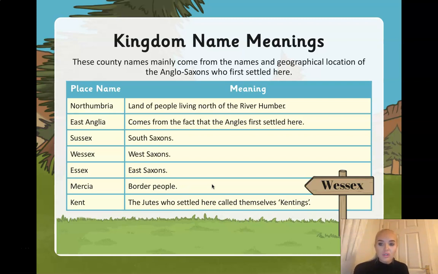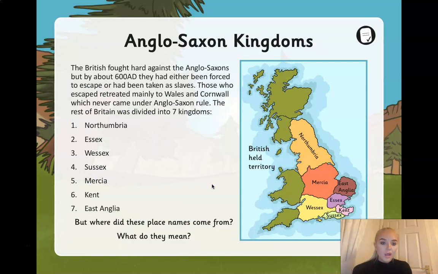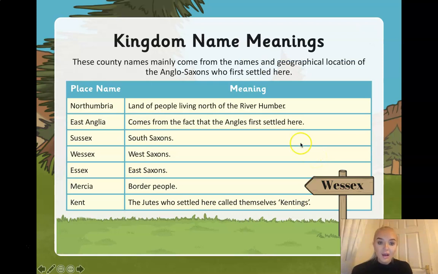And the first part was called Northumbria. This is for the people who were living north of the River Humber. So you can see here that the River Humber runs along this line, and north of that is Northumbria. And Humbria sounds a bit like Humber. That's where it got its name from, the River Humber, to be Northumbria.